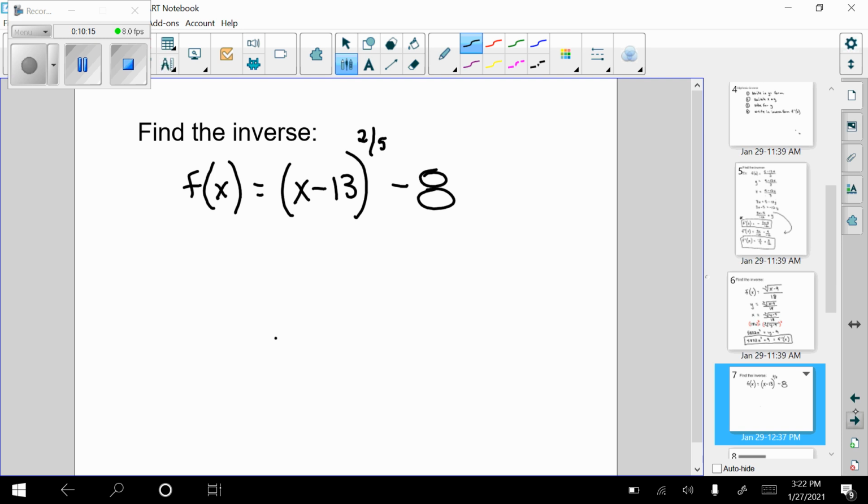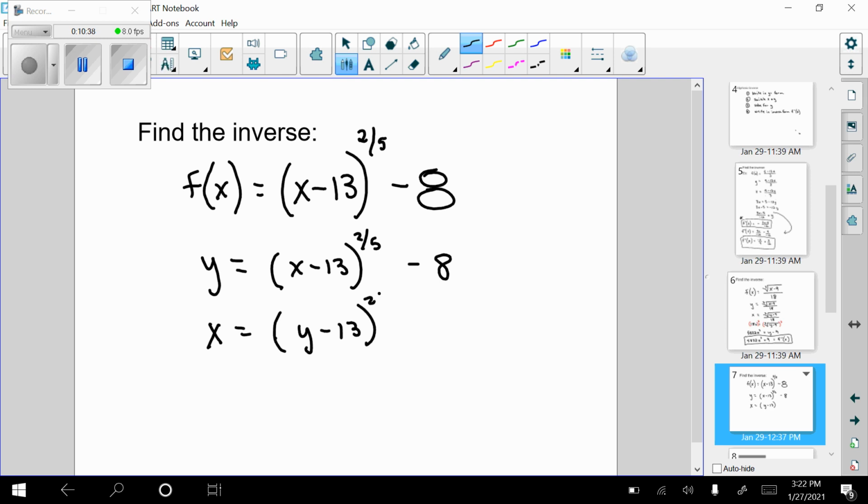Okay, so dealing with rational exponents. So I have x minus 13 to the 2/5 minus 8. I'm going to switch my x and y. So x equals y minus 13 to the 2/5 minus 8. I'm going to add 8 to both sides.